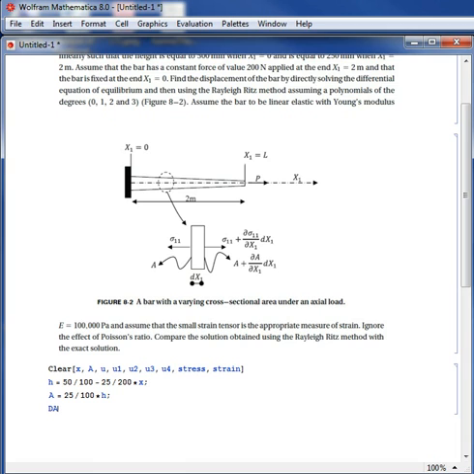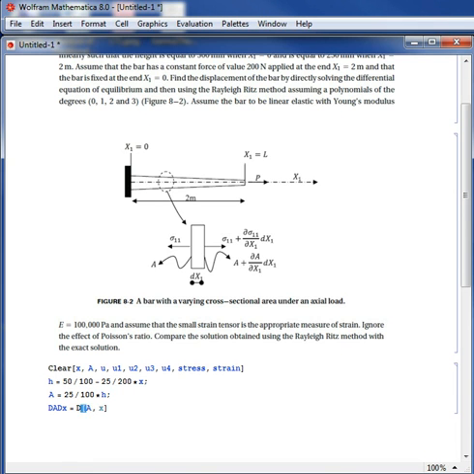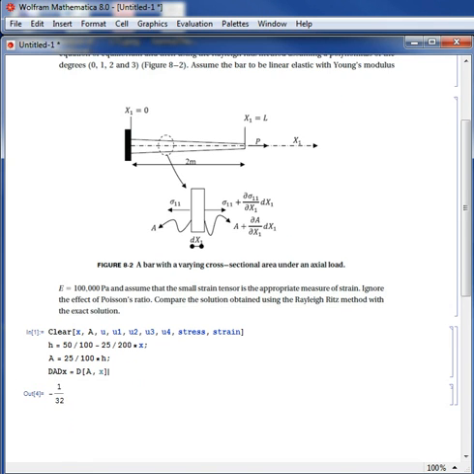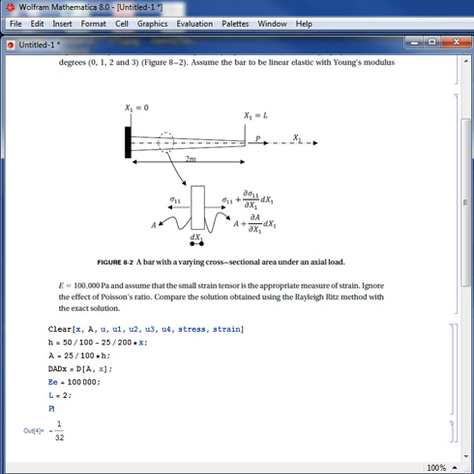And let's find dA by dx. Let's call it dA dx, which is equal to the derivative of A with respect to x. Alright, so this is dA by dx. Young's modulus is equal to 100,000. I'm going to use Newton and meter, so Pascal. And the length of the beam is equal to 2 meters. And the applied force is equal to 200 Newton.